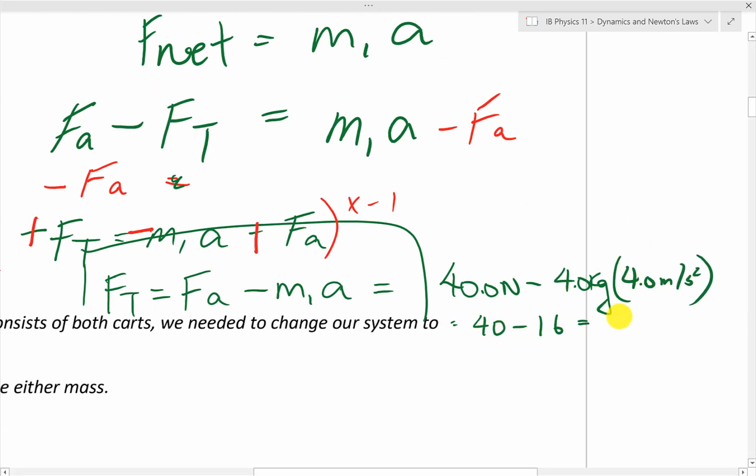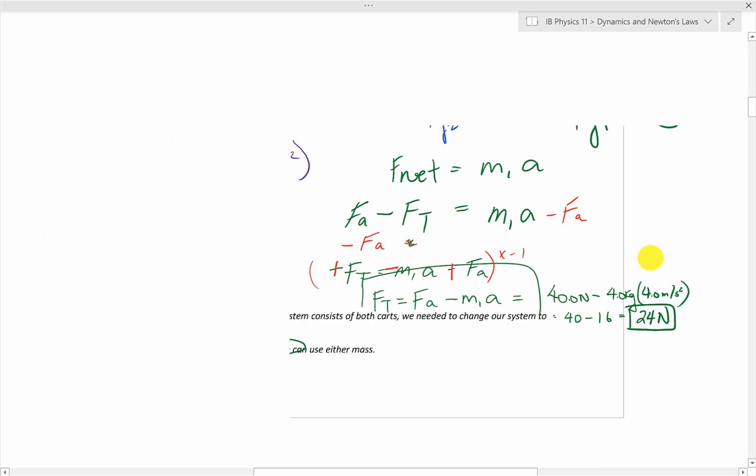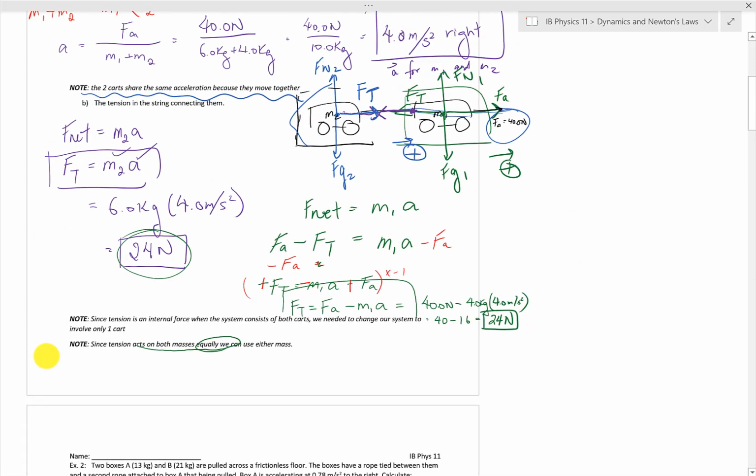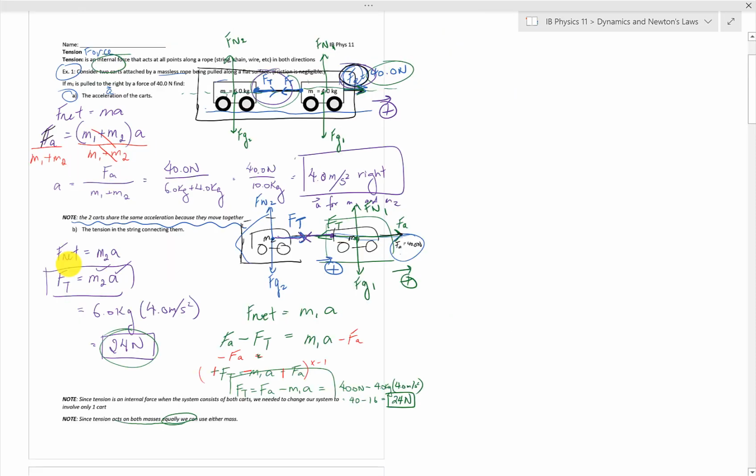So 40 minus 16, indeed, I get 24 newtons with the appropriate number of sig figs. So now I've just shown you that it doesn't matter if you use mass 1 or mass 2, you will both get the same tension. But notice in mass 1, the applied force is directly attached to M1, so it is included in the free body diagram. Okay, so now you've learned a few things.